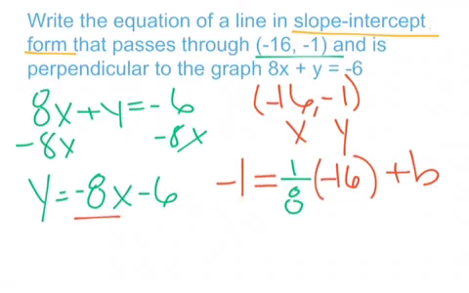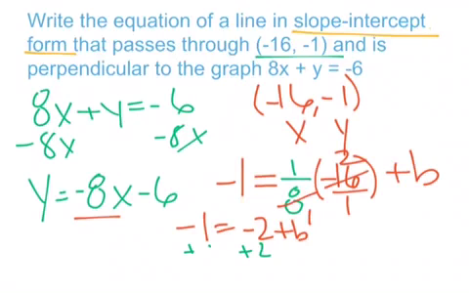So we have negative 1 equals, let's put this one over 1. We're going to simplify, so that is going to give us negative 2 plus b. Let's add 2 on both sides. We're going to get a positive 1, so b is going to be a positive 1. So we just found out what our new y-intercept is going to be.